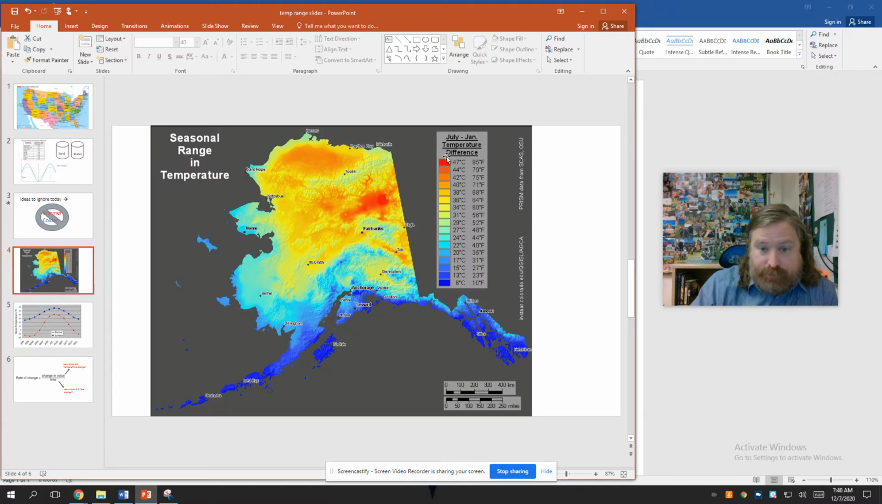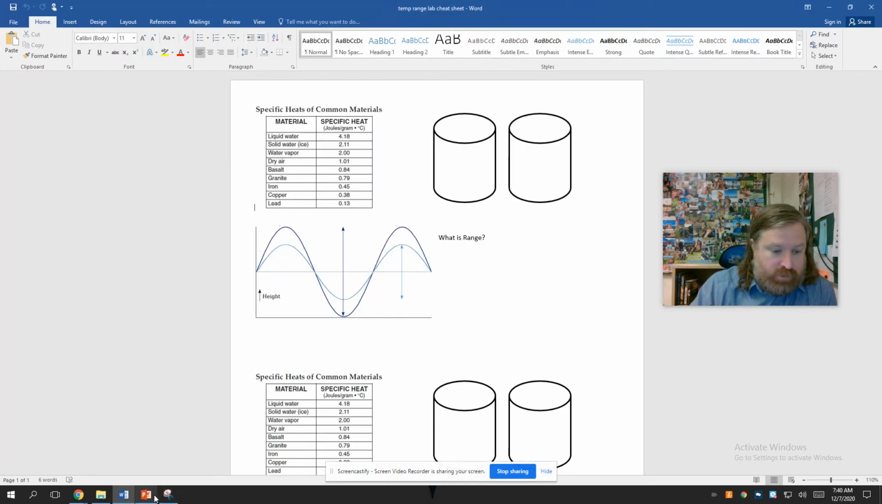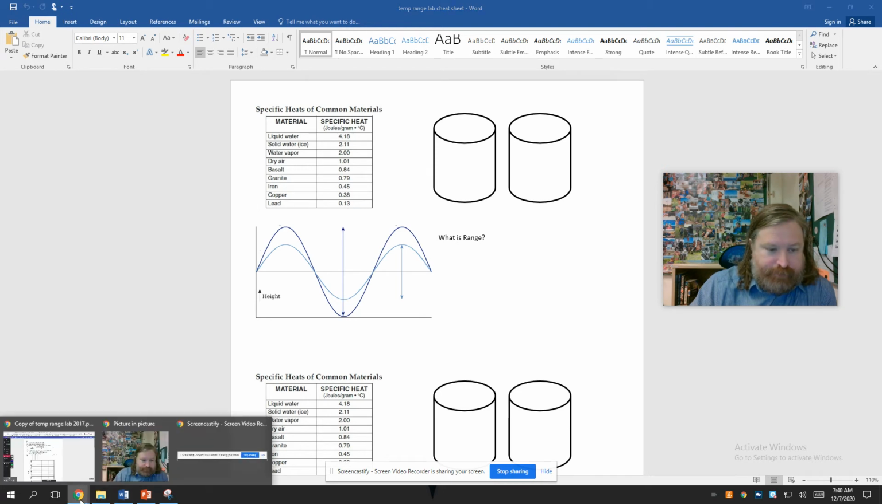This is how different the temperature is from July to January, and then you can see closer to the ocean, further from the ocean, what happens. And again, if you say warm or cold for a city, you're missing the point. Here we want to think about a large range for the red line versus a smaller range for the blue line. Okay, so let's take a look at the lab.